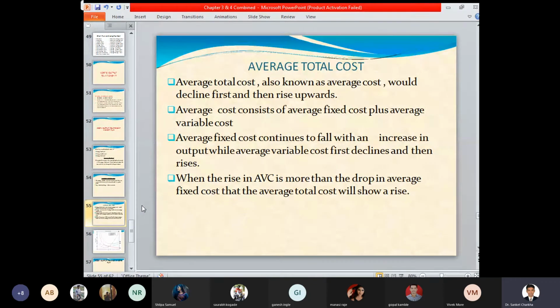Total cost consists of average fixed cost plus average variable cost. So here in this case, what do we understand? It is a combination of average fixed and average variable cost. Average fixed cost is focused on a certain perspective.